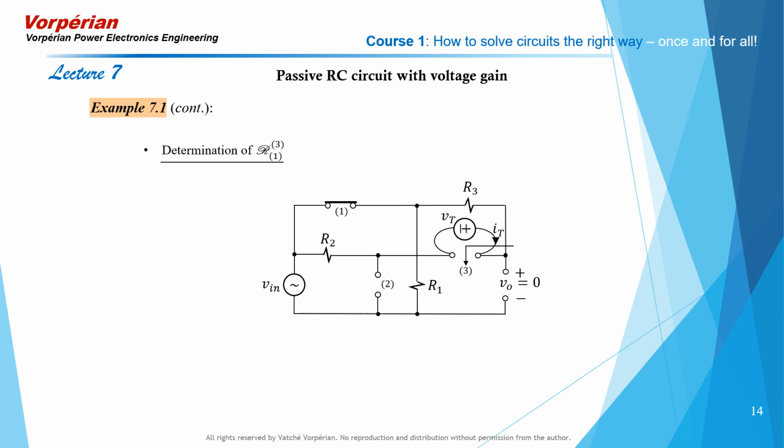We now determine the null resistance looking into port 3 with port 1 in the opposite state of its reference state and port 2 still in its reference state.